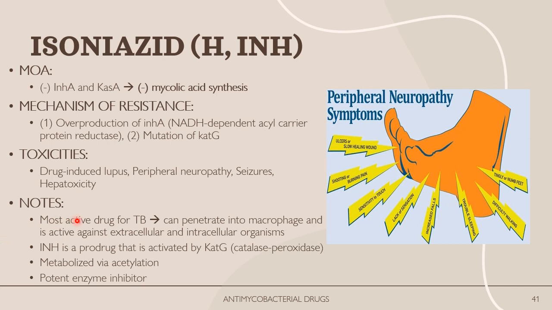So again, na-discuss natin to kanina. Your isoniazid is metabolized via acetylation. So please remember this one. By the way, the metabolism of your isoniazid, based on research, is not affected if you're a fast acetylator or slow acetylator. Mayroon siyang effect, but it's almost negligible. So no worries. Your isoniazid is a potent enzyme inhibitor, so part siya ng memory aid natin yung Medicav.